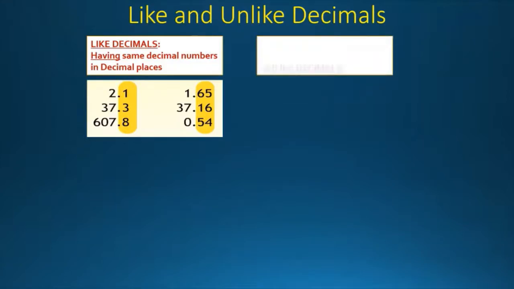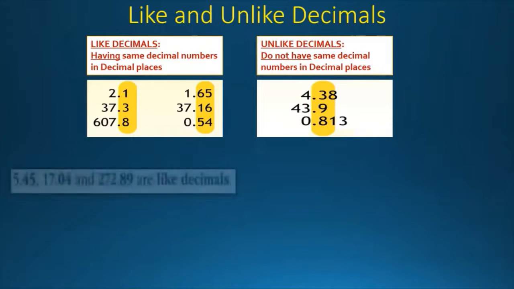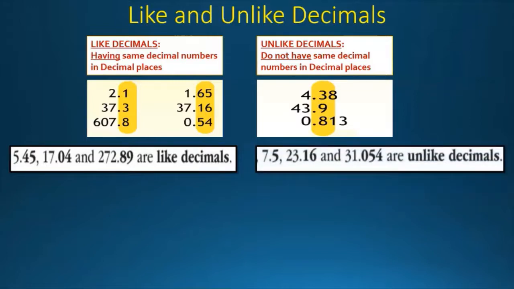Unlike decimals are totally opposite of like decimals. They do not have the same number of digits in the decimal places. For example, 4.38, 43.9 and 0.813 are not like decimals. They are unlike decimals. 5.45, 17.04 and 272.89 are also like decimals. 7.5, 23.16 and 31.054 are unlike decimals.